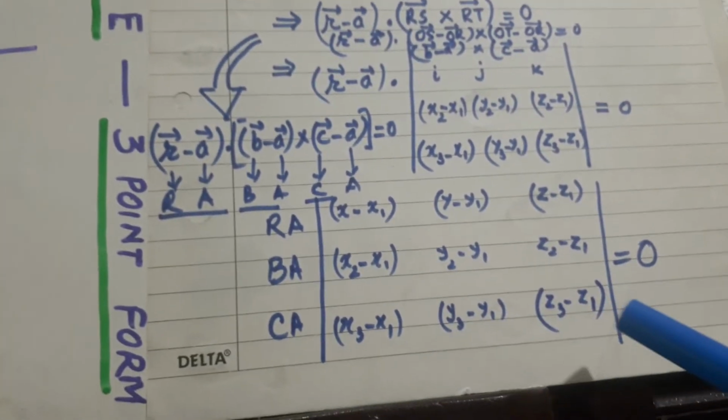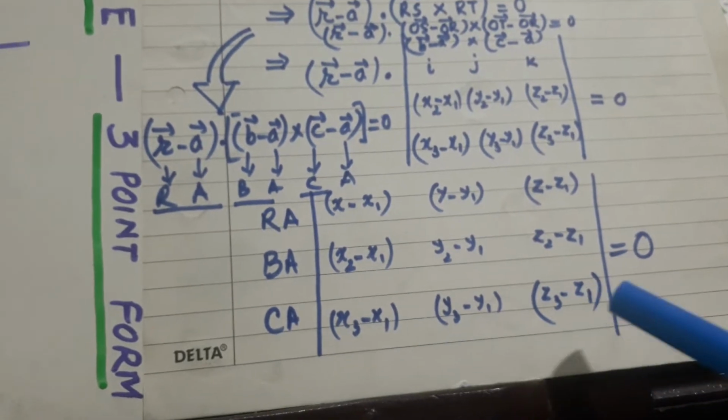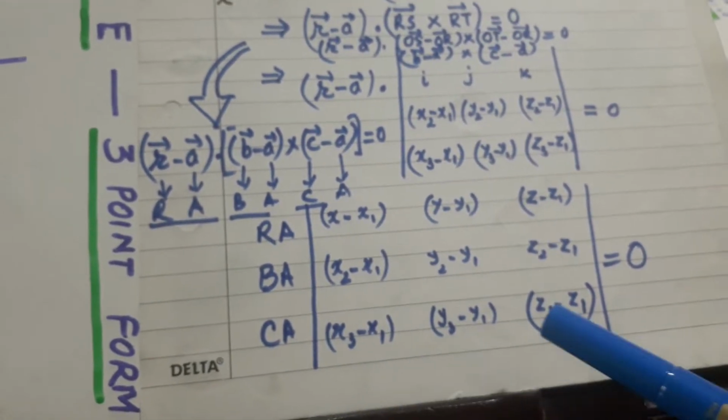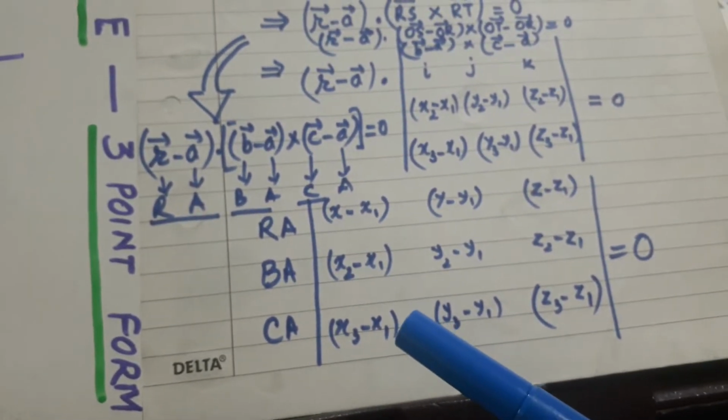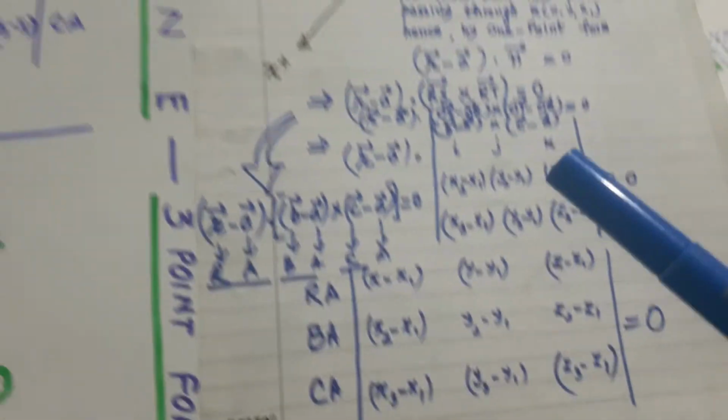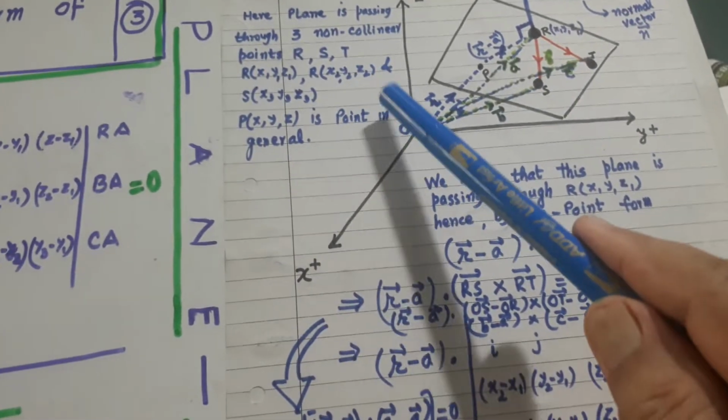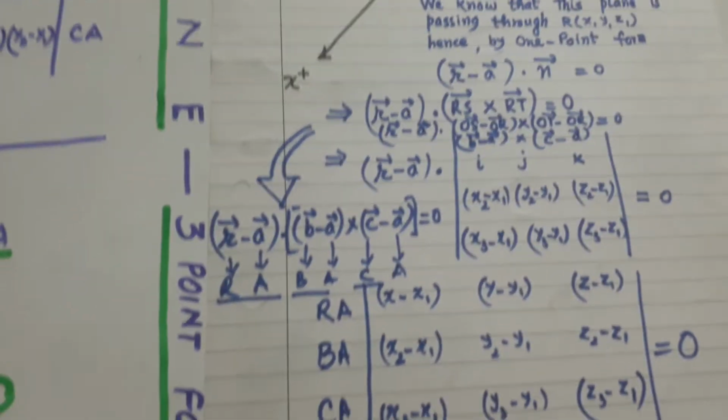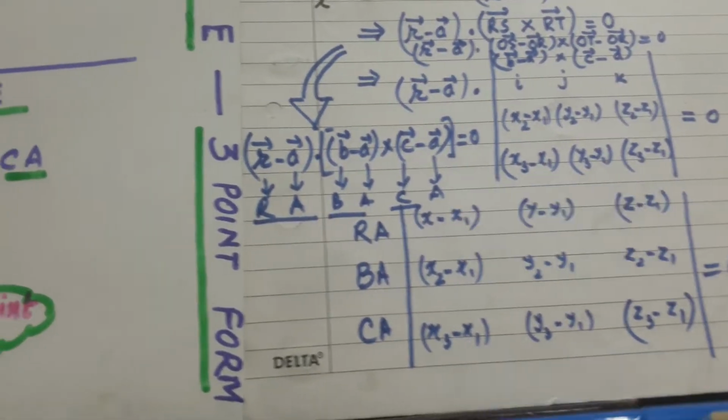You have to always apply this formula for finding the equation of the plane passing through 3 points. Points are X1, Y1, Z1. Other point is X2, Y2, Z2. Third point is X3, Y3, Z3.